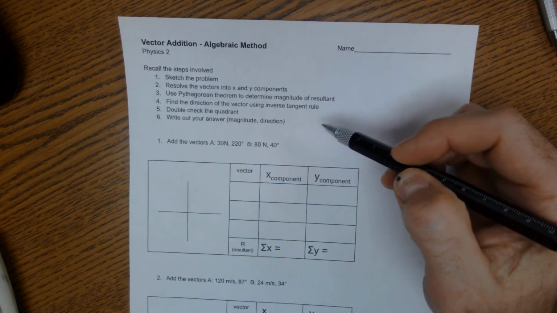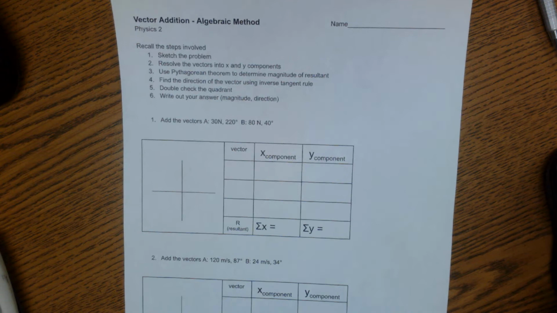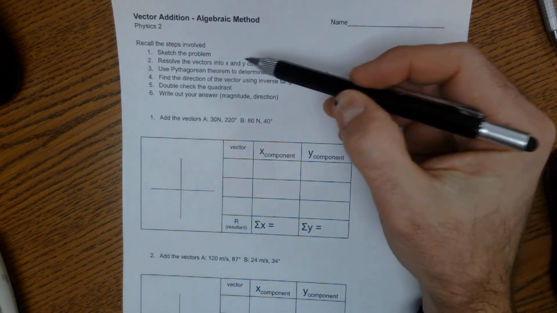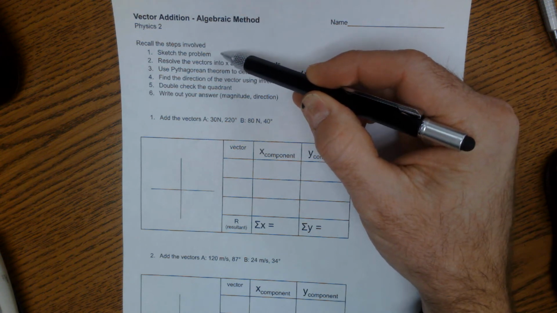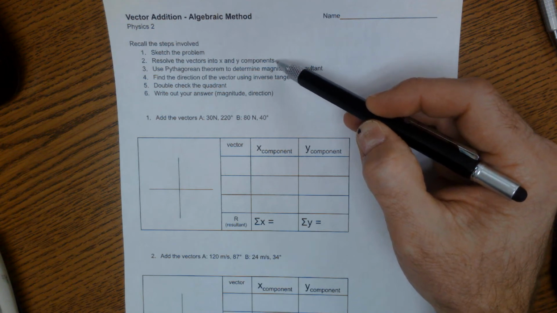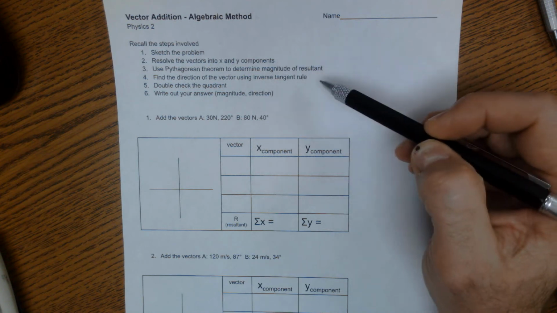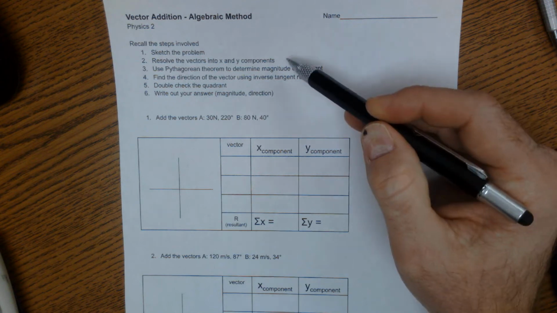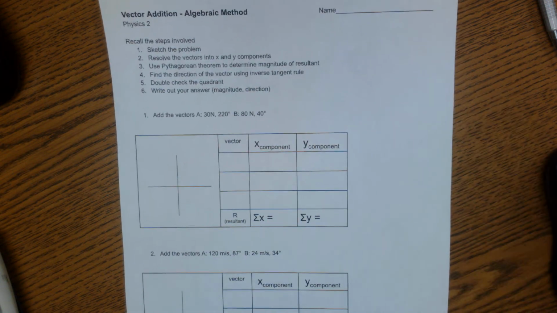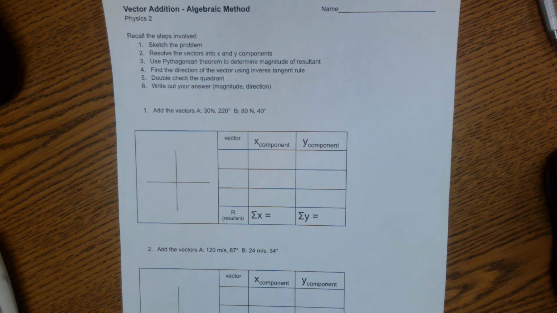So here we go. The first thing, when we're doing one of these problems or any kind of problem, is to think about our steps. First, let's do a sketch just so we know roughly what our resultant vector is going to look like. That'll give us a check on our correctness when we solve the problem. Then we're going to resolve those vectors into x and y components using the formulas that we have. Then we re-add them, use the Pythagorean theorem to determine the magnitude of the resultant, and find the direction of the vector using our inverse tangent rule. And then just double check it, and away we go.